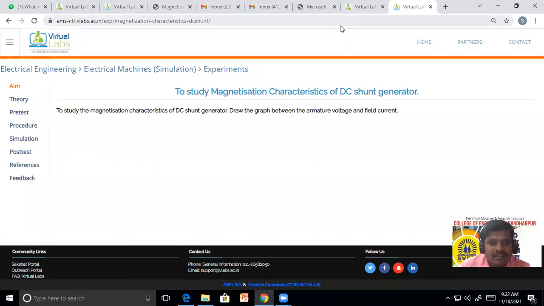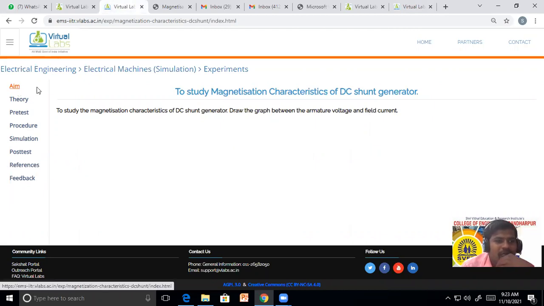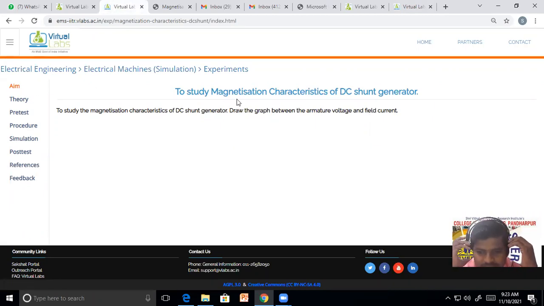You can also perform the practical again and again by using this lab, or we can take a reading. Just search for virtual lab on Google, VLab. There is no need to sign in or log in. Some practicals on some IIT college sites require a sign in for VLab. So see, here it is the virtual lab. I have opened the virtual lab window. Here we will see the aim of that practical in detail by applying the virtual lab: to study the magnetization characteristics of DC shunt generator.